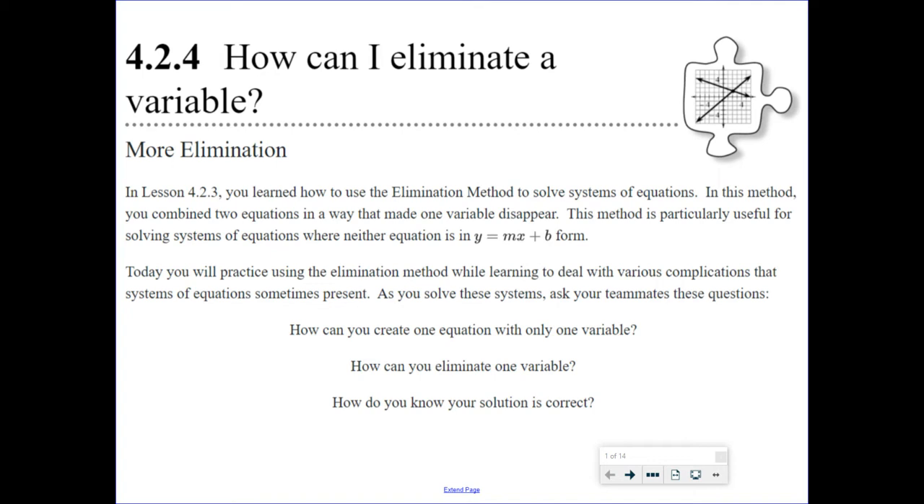How can you create one equation with only one variable? That's always the goal. If we can get one variable, I can solve for that one variable. If I have two variables, I can't quite get a numerical answer. So you always want to try to get one variable only. How can you eliminate one variable? And how do you know your solution is correct? All right, those are the main things we want to focus on today.